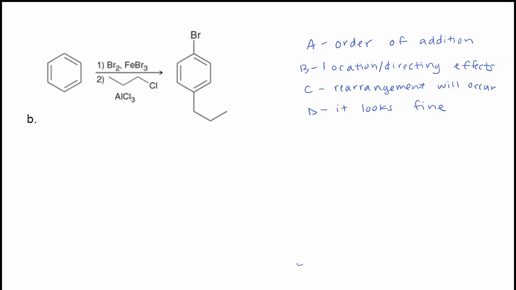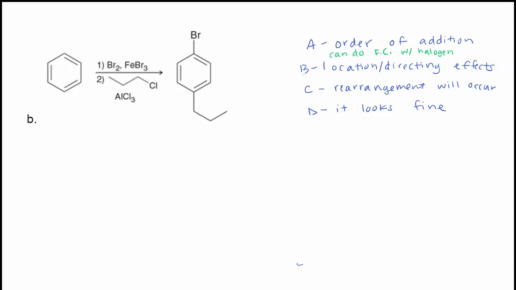All right, so some of you chose A, some chose B, and some chose C. So we'll take a look at these more closely here. For order of addition, you might be worried that a Friedel-Crafts cannot happen with the halogen, but we can do Friedel-Crafts with the halogen. So that one, the step order is okay.